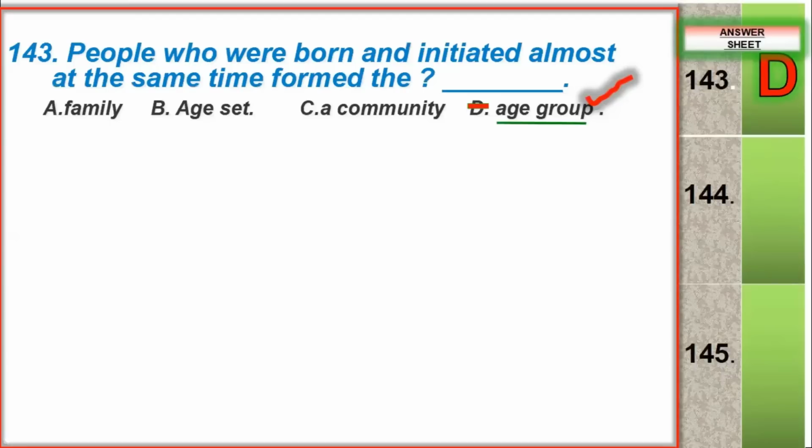The question can be twisted and asked as: people who are born and initiated at the same time, or people who are playing together, or involves children playing together. The answer should be age group, because age group means they are of the same age. They were initiated at the same time and born almost at the same time. Age set is a combination of many age groups.